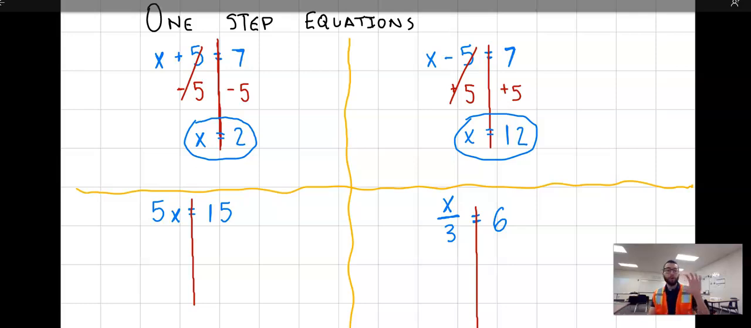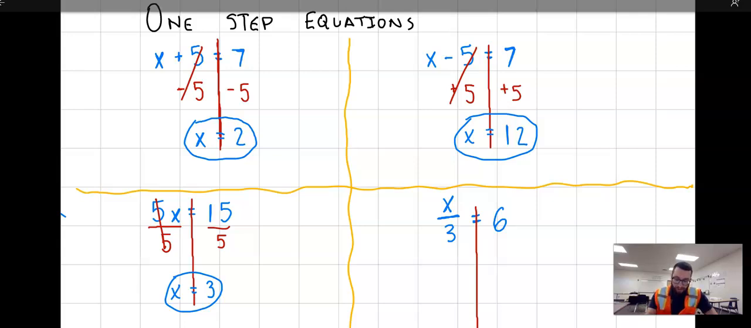Over here, if you don't see a symbol when they're next to each other, like 5x, that means multiplication. So that says 5 times x. So do the opposite of multiplication, divide by 5. 5 divided by 5 makes 1. So I only have 1x left over, which is what I'm solving for. And what you do to one side, you do to the other. 15 divided by 5 is 3, so x equals 3. And that is true because 5 times 3 is 15.